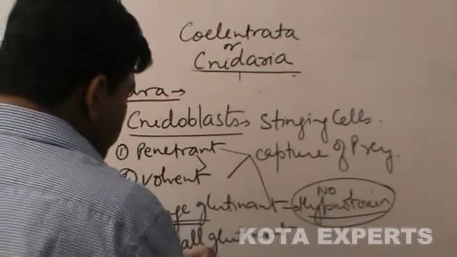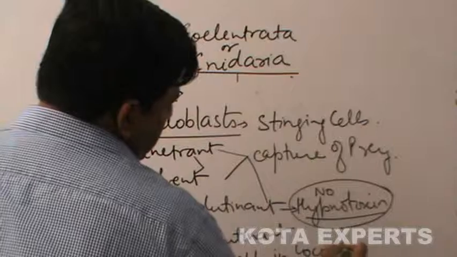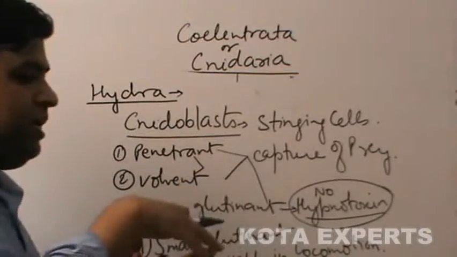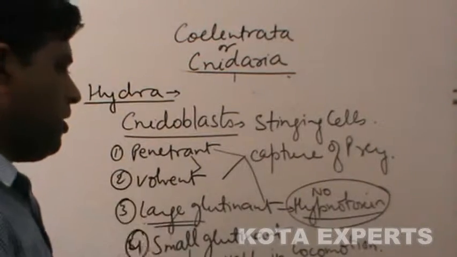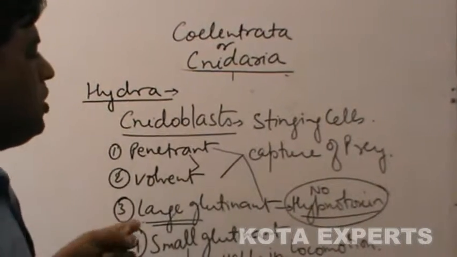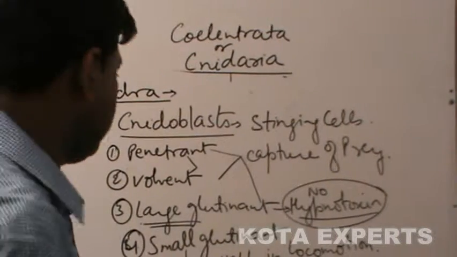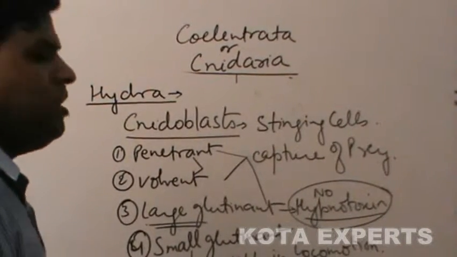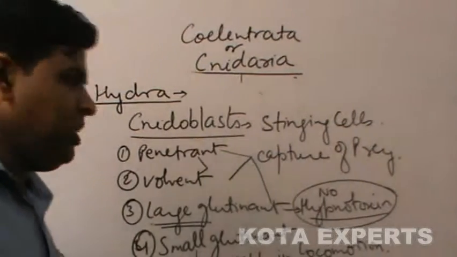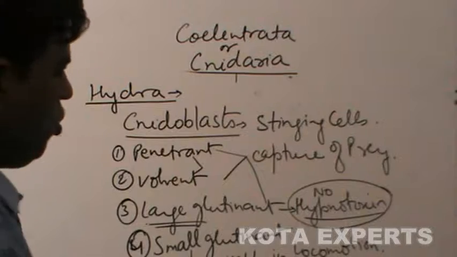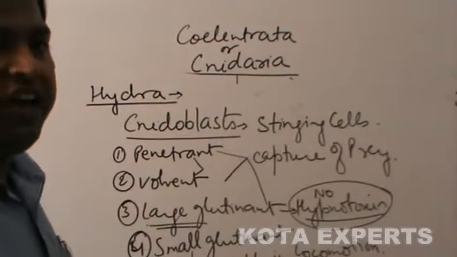As far as the small glutinant is concerned, this helps in locomotion, that is, it helps in the attachment of the pedal disc with the substratum. Small glutinant, large glutinant, volvent and penetrants. The toxin through which it causes the death of the prey is hypnotoxin. With the help of these cnidoblasts or stinging cells, it captures the prey, because it is an active carnivore, and the favorite food is cyclops and daphnia.